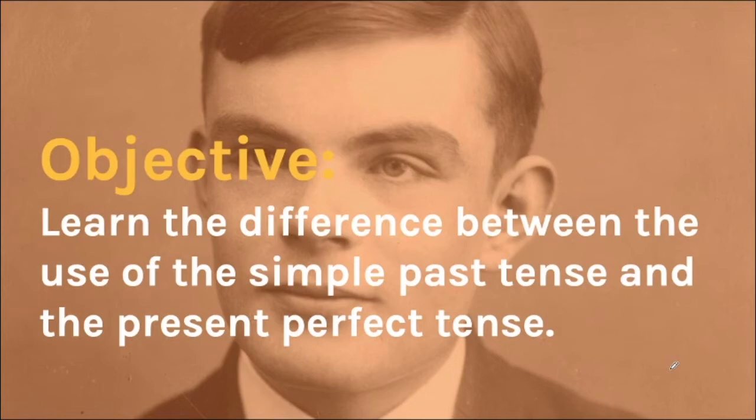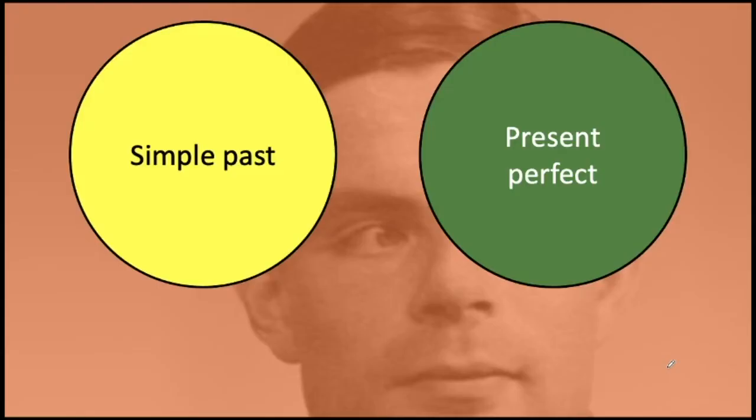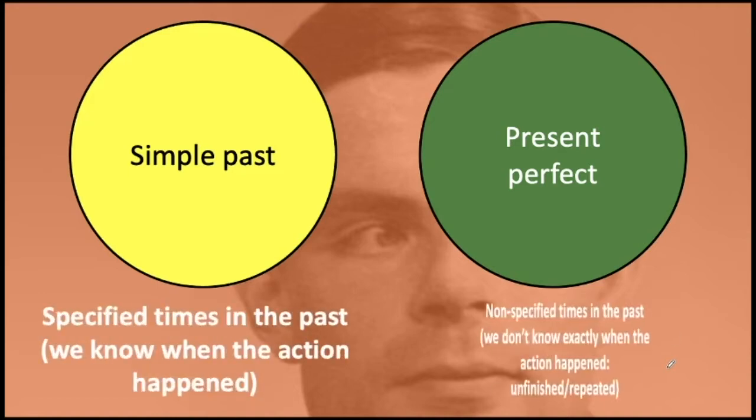The objective of this lesson is to learn the difference between the use of the simple past tense and the present perfect tense, and we're going to do that talking about the life of Mr. Alan Turing, one of the most influential and important people in the 20th century. But before we do that, I want to review the difference between the use of the simple past and the present perfect. And the difference is actually very simple.